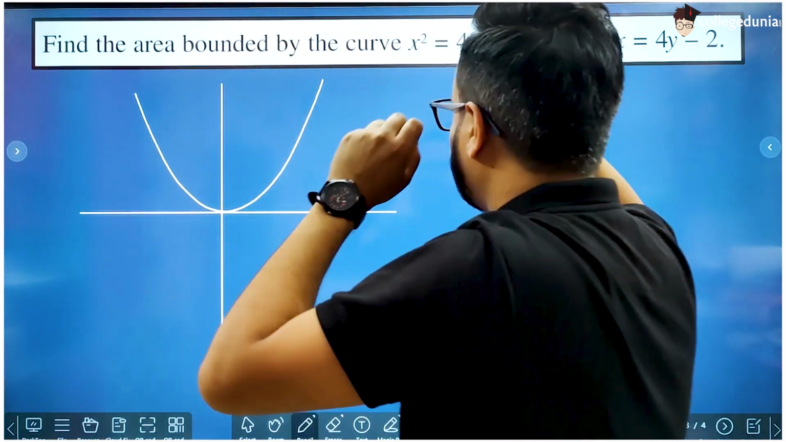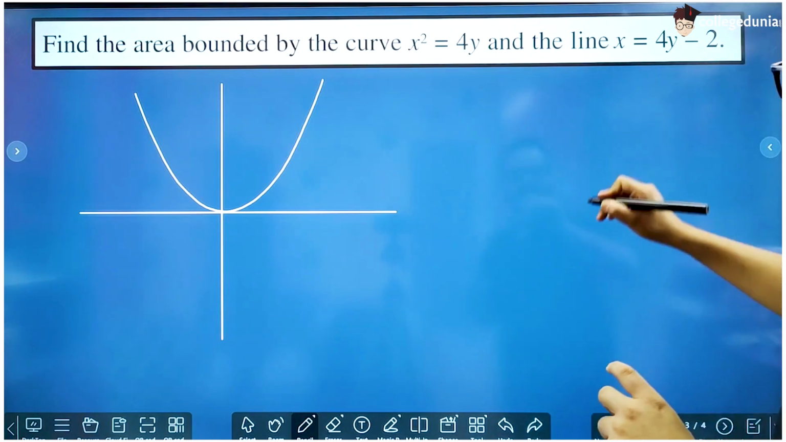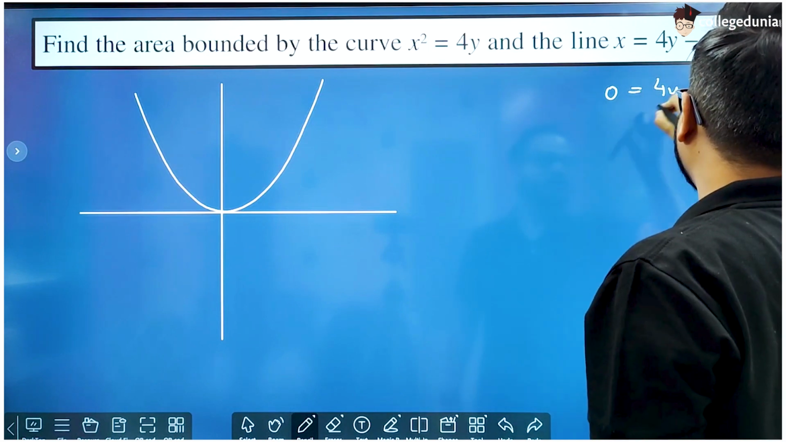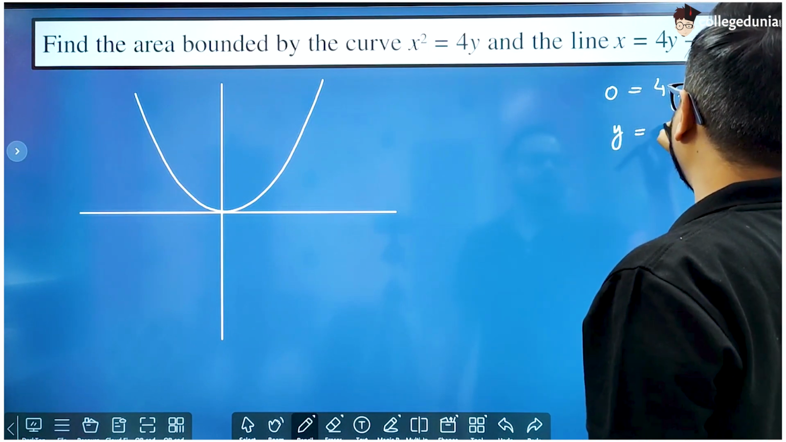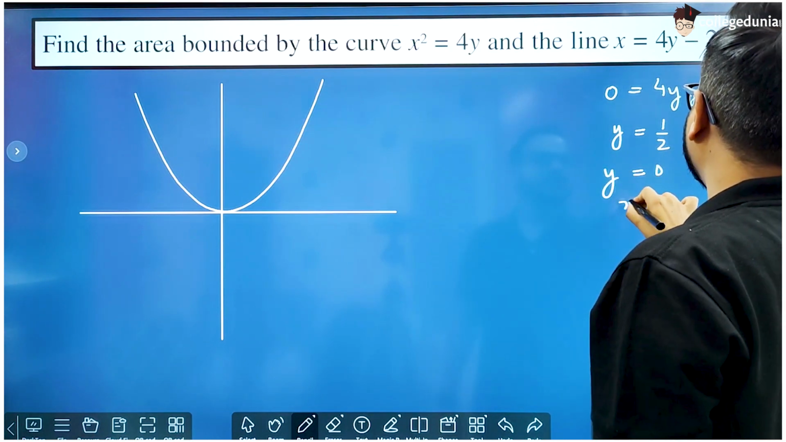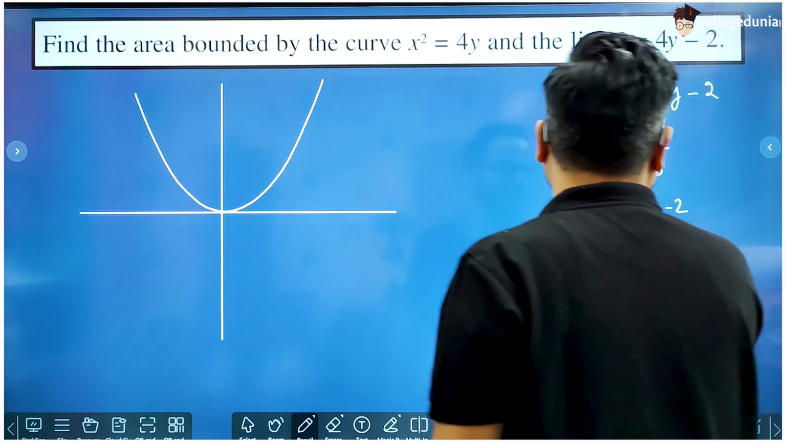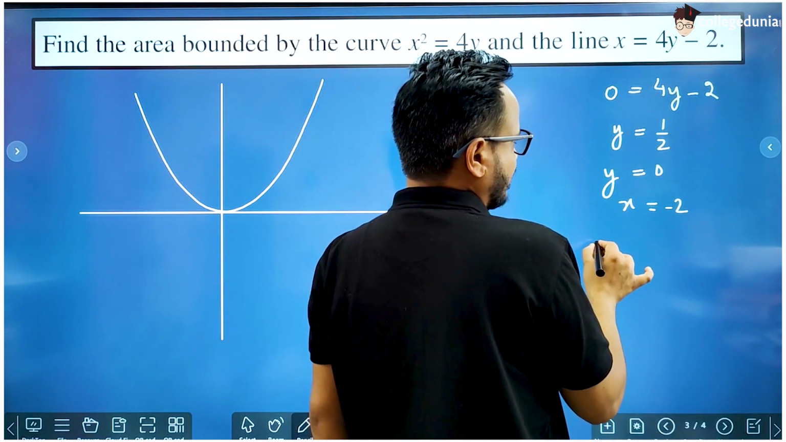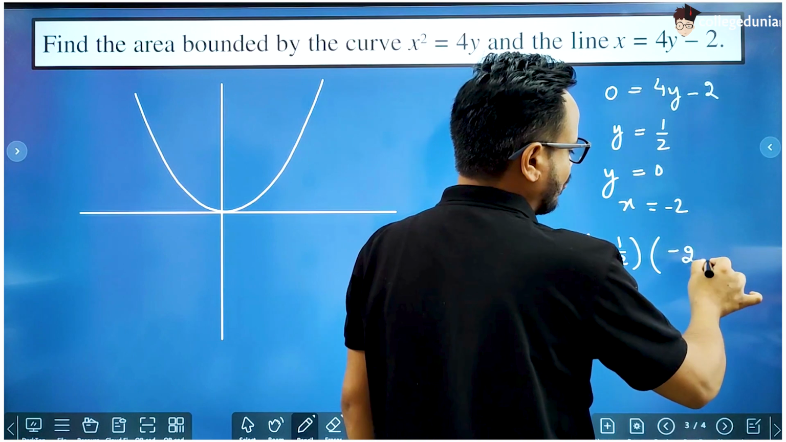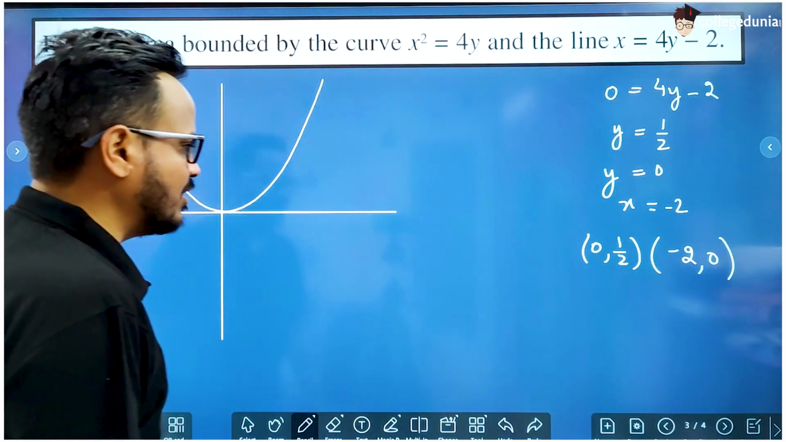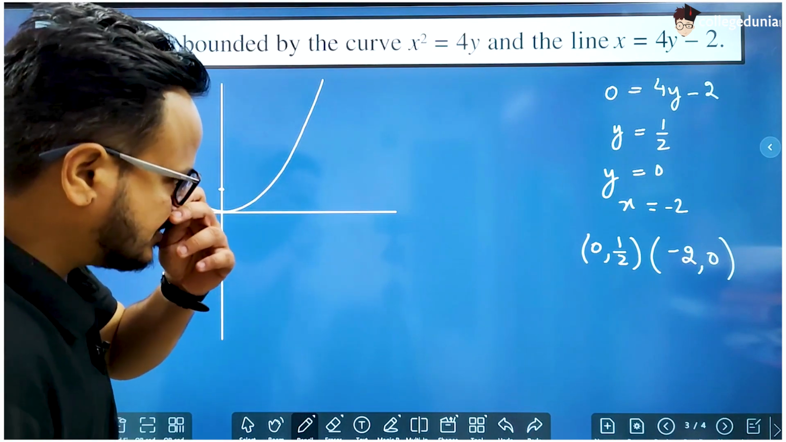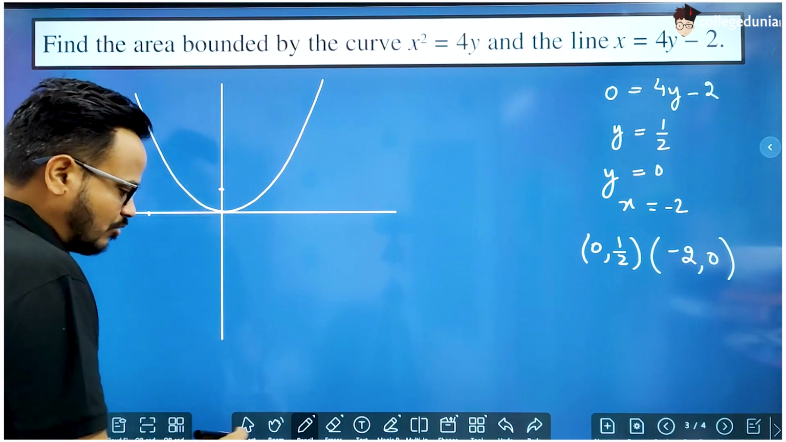So to draw this line, let us take 2 points on this line. When you put x equal to 0 in this line, you will get the value of y. So the value of y is 2 by 4, which is 1 by 2. And when you put y equal to 0 in this line, you will get the value of x, which is minus 2. So there are 2 points lying on this line. First point is 0 comma 1 by 2 and second point is minus 2 comma 0. So 0 comma 1 by 2, x is 0, y is 1 by 2, it lies somewhere around here, and x is minus 2 and y is 0, it lies somewhere around here.